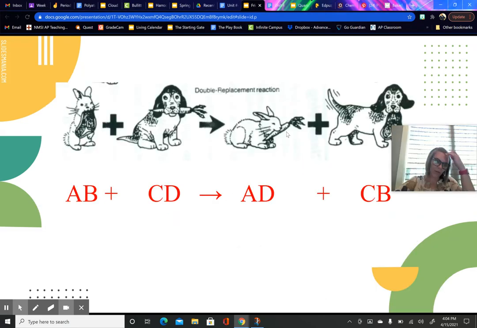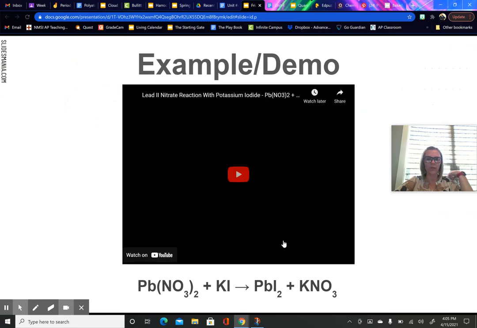So this is just another scenario with cartoons. We've got the bunny with the steak and the dog with the carrot. Bunnies generally like carrots better than steak, and dogs generally like steak better than carrots. So they're going to exchange partners, and the bunny will pick up the carrot and the dog will pick up the steak. So we've got AB and CD and then AD. All right, so they're just going to exchange partners. So let's see what the demonstration looks like for this.